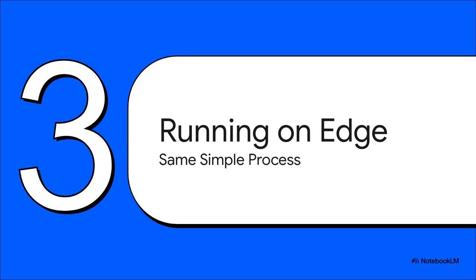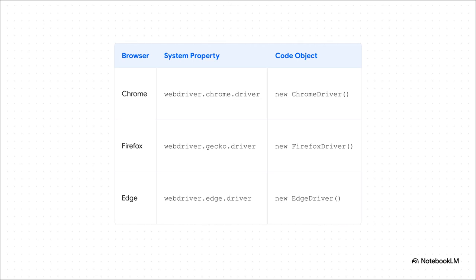So easy, let's do it again. This time, let's apply that exact same pattern to Microsoft Edge. You already know what's coming. And just look at that. It's so consistent, it's beautiful. For Edge, the property is webdriver.edge.driver, and the object is a new EdgeDriver. You download the Edge driver, you make these tiny swaps in your code, and bam, you are now testing on Microsoft Edge. This is a repeatable, predictable, and incredibly powerful pattern.